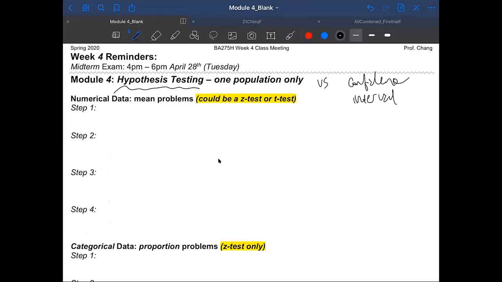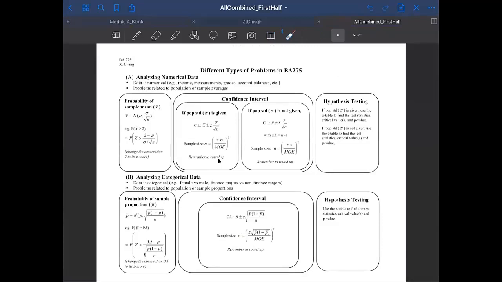Why do I say that? So I've already posted a bunch of tables and also formula sheets on Canvas. So you guys have already probably seen this one.